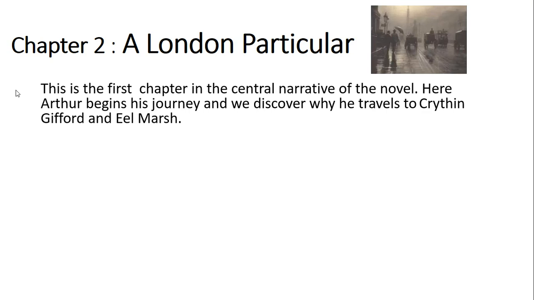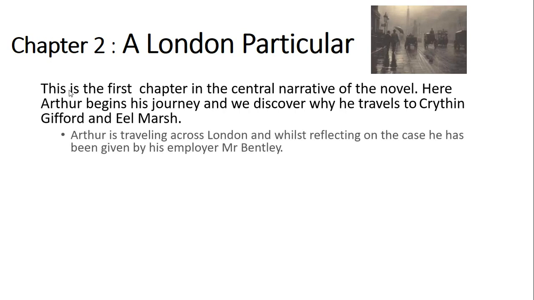So in this chapter, we discover why he's actually travelling to Crythin Gifford and then on to Eel Marsh House, and some of these details are revealed to us. So we find Arthur in a cab. Now, it's not made clear whether this is a motorised cab or a horse-drawn hansom cab. And again, it's another example, along with a few of the other details in here, which I'll discuss momentarily, of the narrator keeping the timescale vague and flexible so that we can't pin this down to a specific time and place.